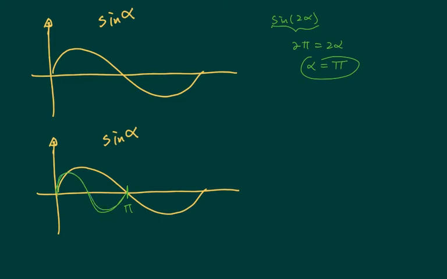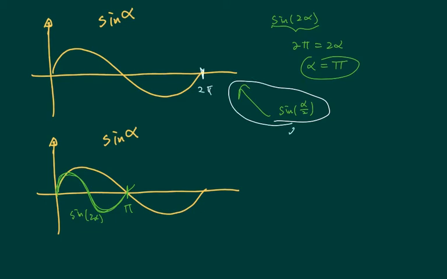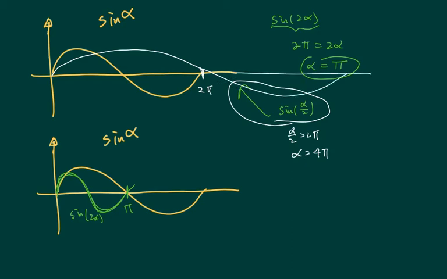So the result is that sine of 2 alpha is a curve that got squished. Likewise, sine of alpha over 2 is going to be stretched. Let's see if I can plot it in white. So this is 2 pi. Because alpha over 2 equal to 2 pi, alpha is going to finish in 4 pi. So this curve is going to be stretched out. Here the curve's shape does not stay the same anymore.